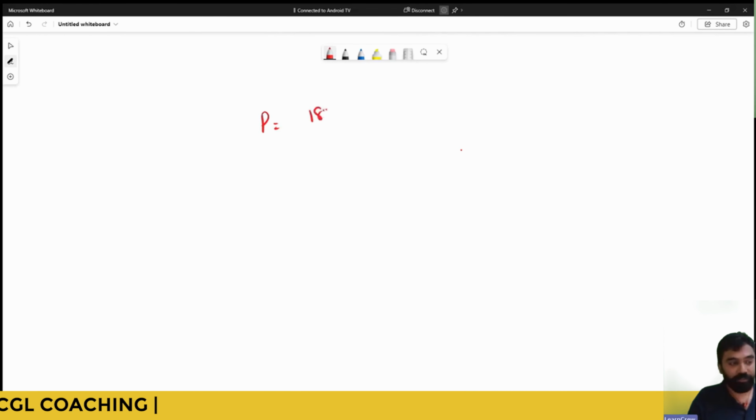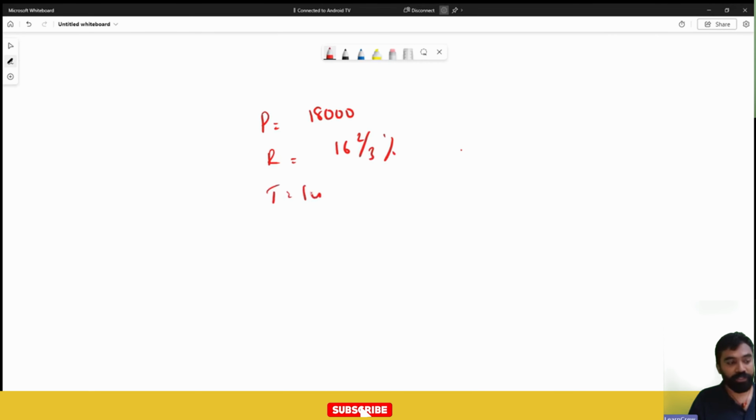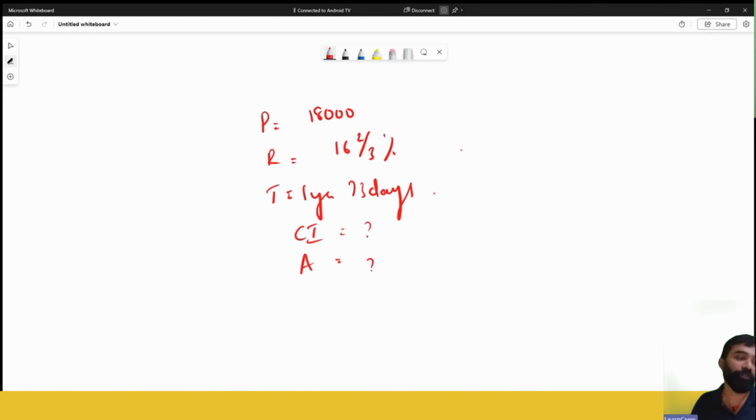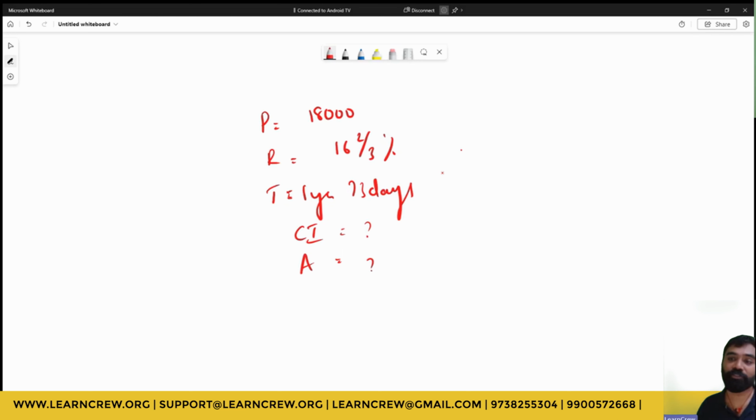Principal equal to 18,000. Rate of interest equal to 16 2 by 3%. And the time is equal to 1 year 73 days. Find the compound interest. Find the amount. Yes. Try. So now if it is given as 73 days, then how do you do it?